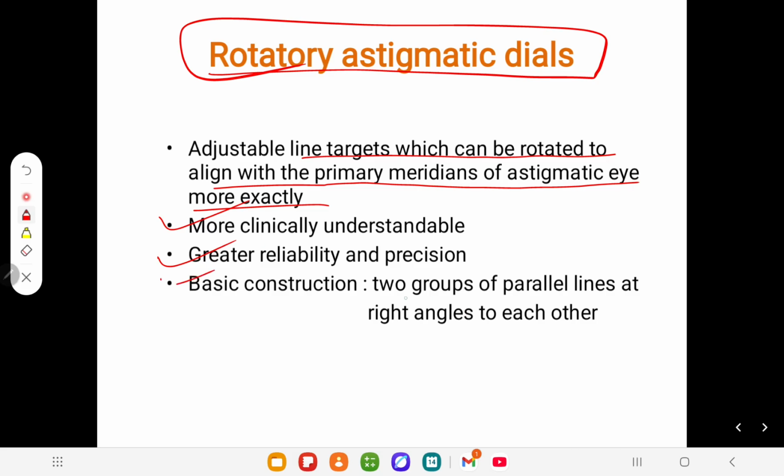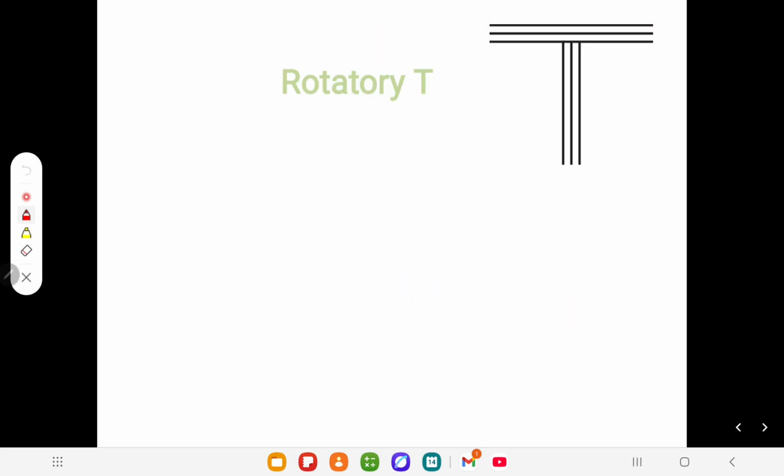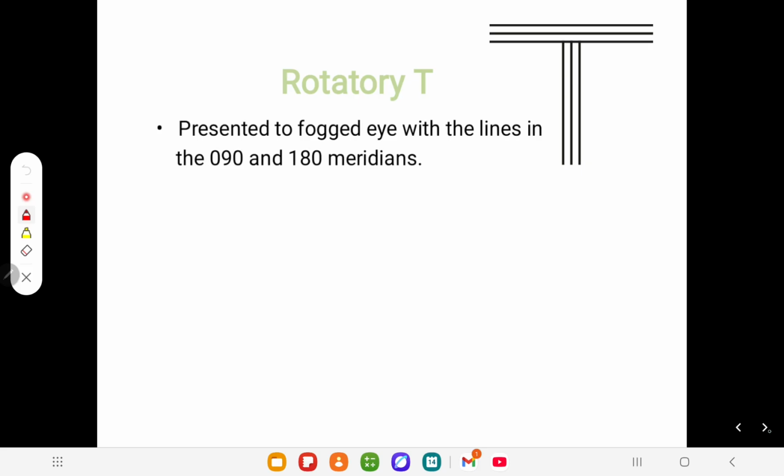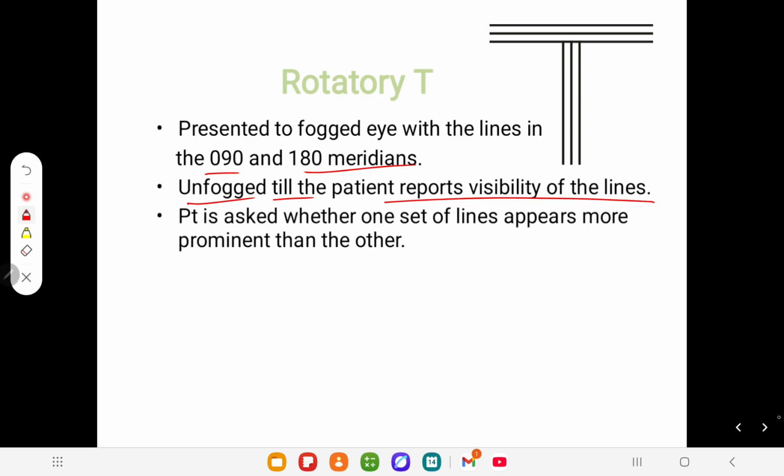Basic construction is two groups of parallel lines at right angles to each other. It's very important. You will see this in the construction of the chart. Okay, so rotatory T, what is rotatory? Present at fogged eye with the lines at 90 and 180 degrees. So we have to have the fogged eye, and we fog until the patient reports visibility of the lines.